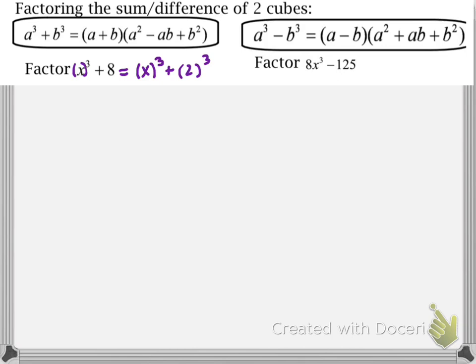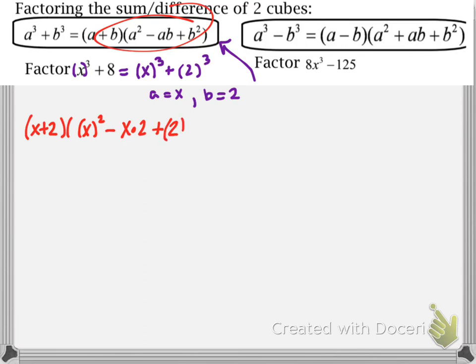actually a 2 cubed. So everywhere I see a B in the formula above here, I'm going to insert a 2. Be mindful of the parentheses that I use so that you end up with a correct final result. So here our A is x, our B is 2. We substitute those into that formula, and that's going to give us that.